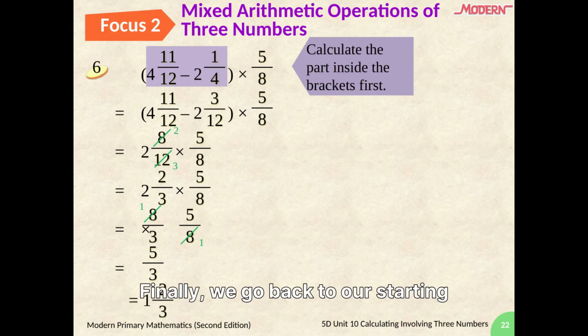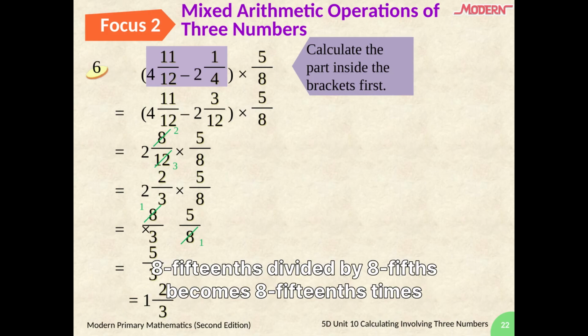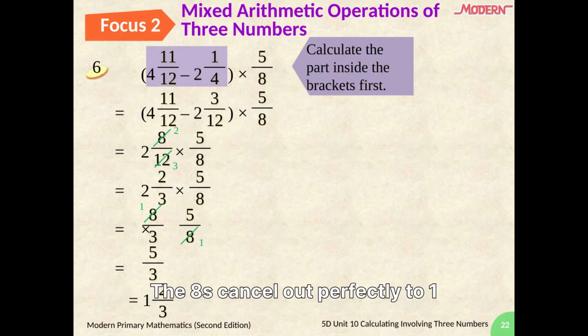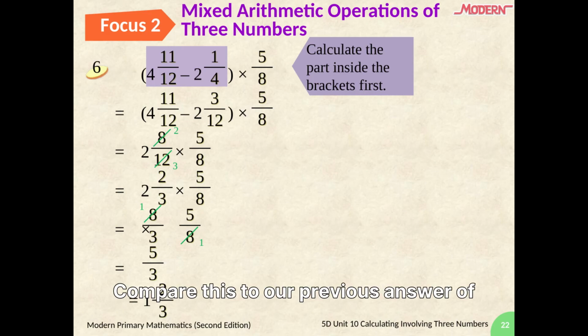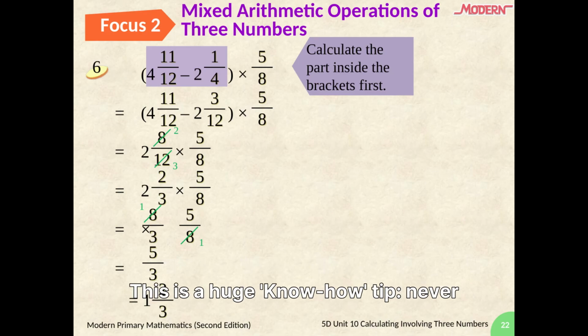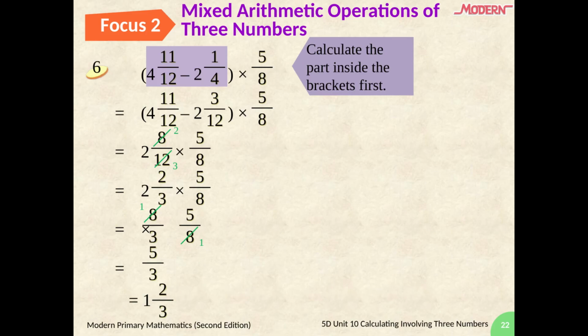Finally, we go back to our starting 8/15. 8/15 divided by 8/5 becomes 8/15 times 5/8. The 8s cancel out perfectly to 1 and 1. 5 and 15 simplify to 1 and 3. Our final answer is 1/3. Compare this to our previous answer of 1/12. The brackets changed the result significantly. This is a huge know-how tip. Never ignore brackets. They are the priority in every math story.